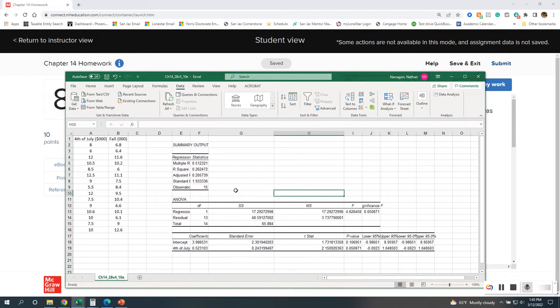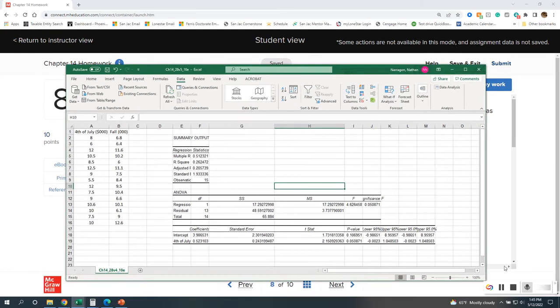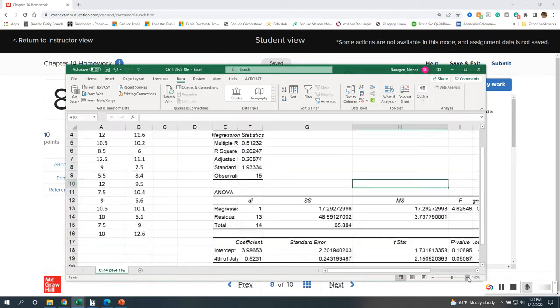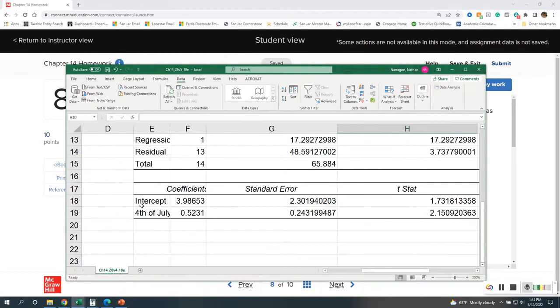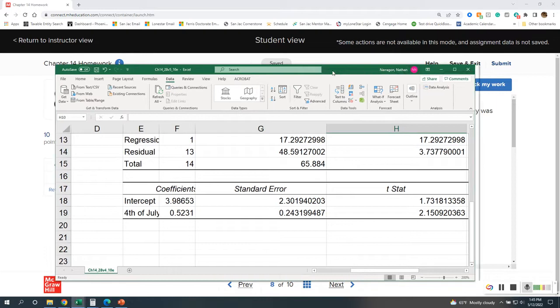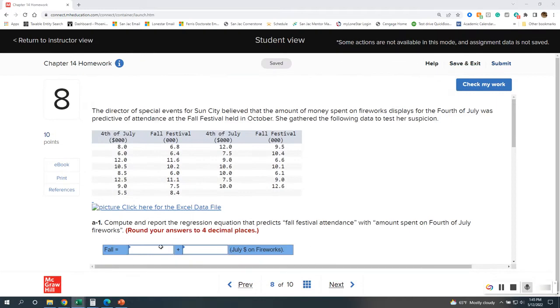Alright, so here's our regression. Hey, so again, blow it up a little bit. Here's our intercept, and here's our 4th of July. So our intercept would be 3.98653, and our slope is 0.5231.